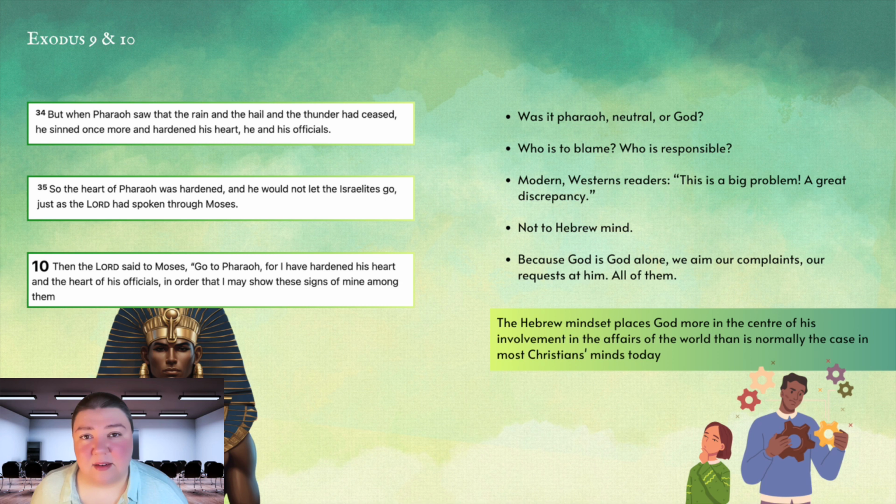So which is it? Is it Pharaoh? Is it God? Or is it a neutral thing? Who is to blame? Who is responsible? Again, we think as modern readers this is a big problem, a great discrepancy. But to the Hebrew mind, this is less of a problem, because there's only one God, and we turn to Him as the ultimate responsible one, even when He isn't directly doing something.